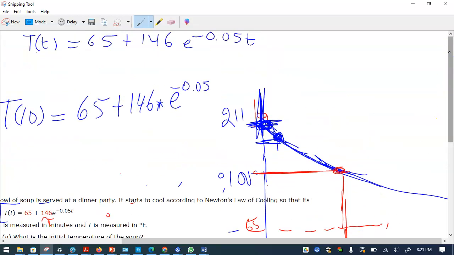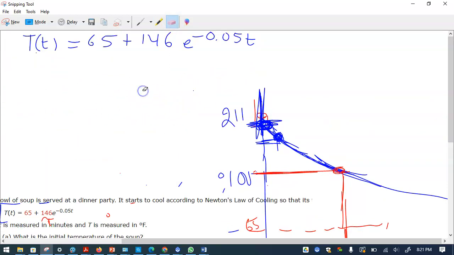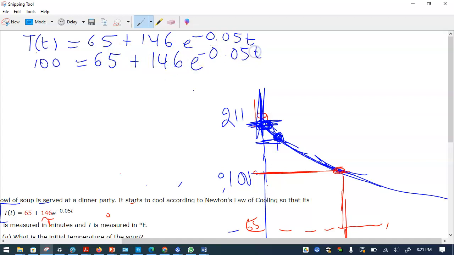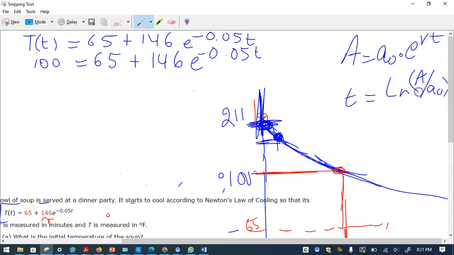All you do is solve this. We'll plug in 100 on the left side, so this is 100 equals 65 plus 146 e raised to minus 0.05t. Remember the shortcut formula that I gave: if you have something like e raised to rt, then t becomes directly ln of a divided by a naught, divided by r. Or r could be written as ln of the same thing, but this time we divide by t.